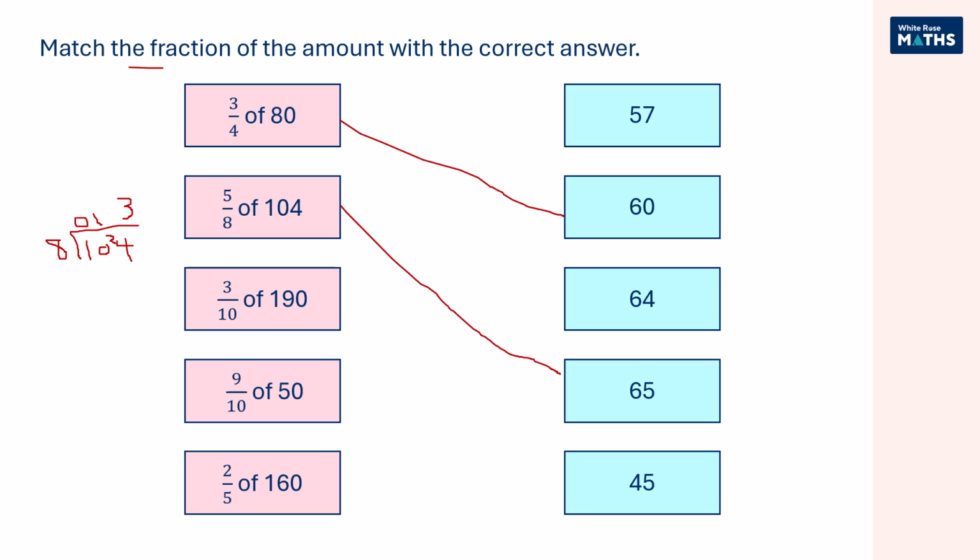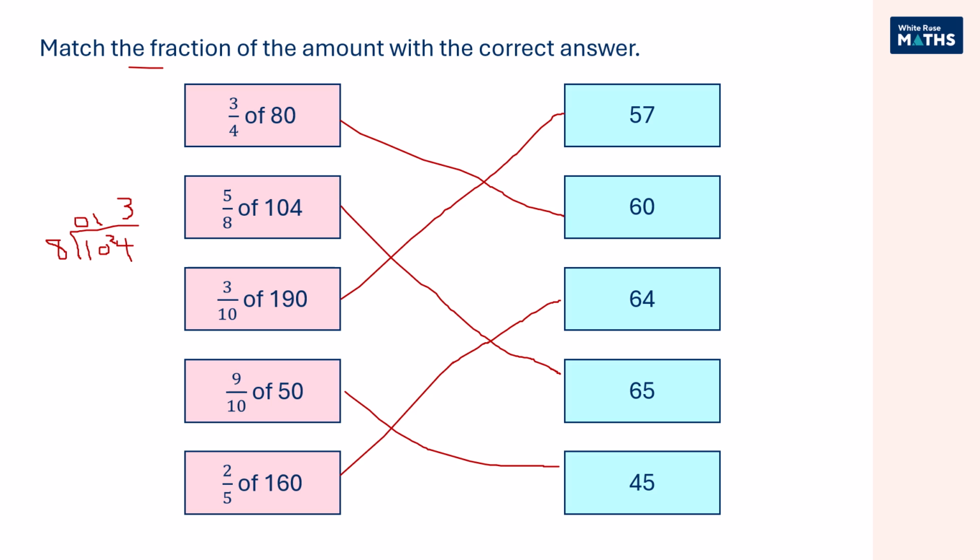Next one, 3/10 of 190. So 190 divided by 10 makes 19. And then 19 times 3 gives you 57. This next one, 9/10 of 50, we do 50 divided by 10, which is 5, and we multiply it by 9, we get 45. Leaves our final answer here, 2/5 of 160, 160 divided by 5. A little trick here for divided by 5: divide by 10 and then double it. So that'll be 32. 32 times 2 makes 64. That, guys, is our final answer.